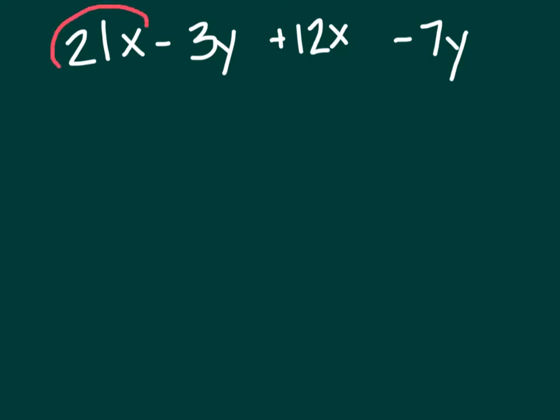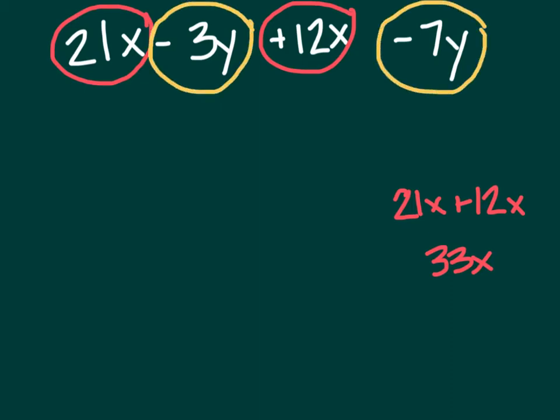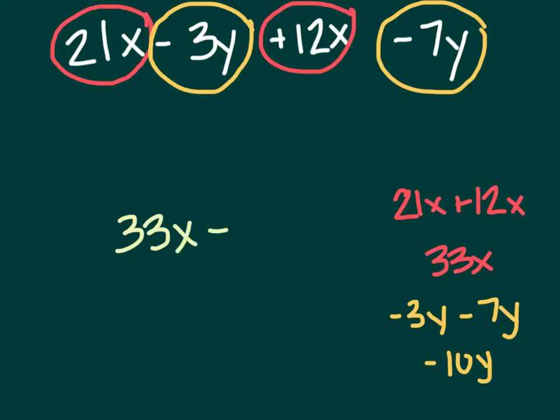I would start by identifying all of my x terms. These have the same variable and the same power. So 21x plus 12x will simplify down to be 33x. Now I'll look at my y's. It's important that as I circle, I also get that negative sign. So I have negative 3y minus 7y, which will give me a total of negative 10y. So my simplified answer would be 33x minus 10y.